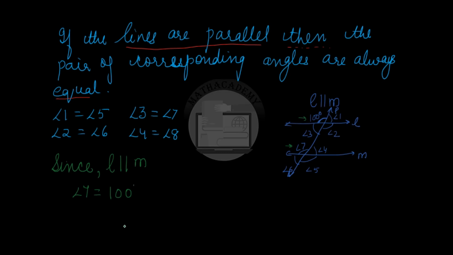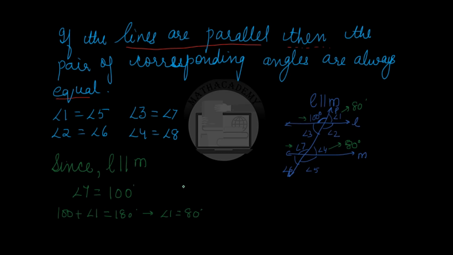Corresponding angles are equal when lines are parallel. Now we know that 100 and angle 1 forms a linear pair. So 100 plus angle 1 is equal to 180 degrees. They are forming the straight line L. So from this we get angle 1 as 80 degrees. So we found this angle here as 80 degrees. Angle 1 corresponds to angle 4. So angle 4 also becomes 80 degrees.